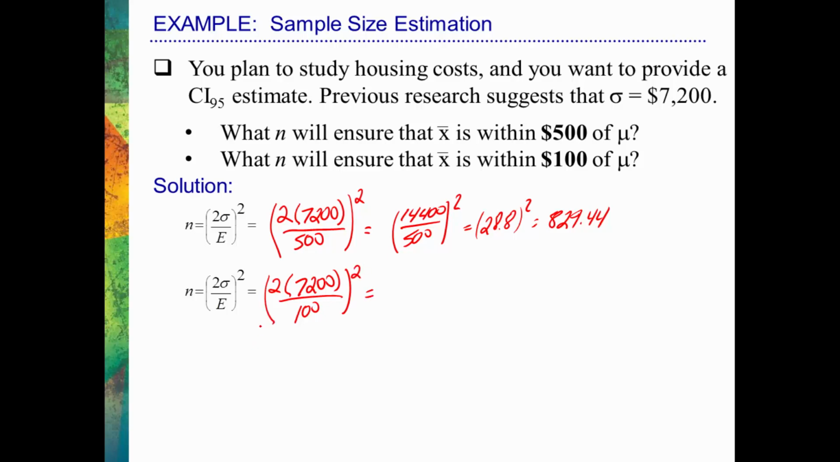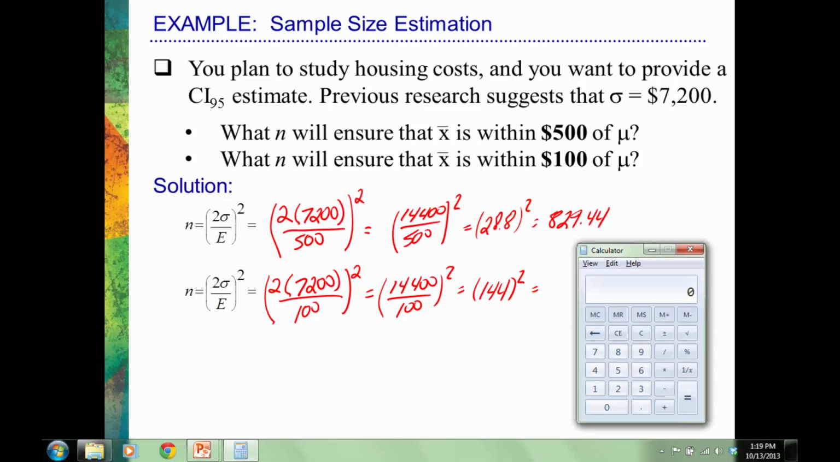All right, so let's simplify and solve it. Again, 2 times 7,200 is going to equal 14,400. We're going to divide by 100 and then square that value. 14,400 divided by 100 is going to equal 144. So we've got 144, but we still need to square that. 144 squared. Let's compute that really quickly.